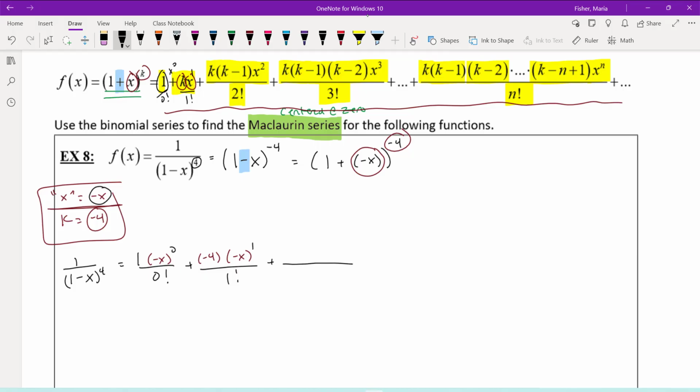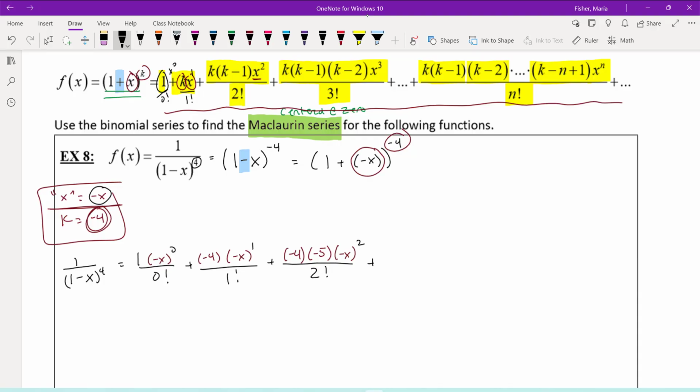Plus the next one is k times k minus 1. So k again is negative 4. Negative 4 minus 1 is negative 5. And then it's x, which is negative x. I square it and I put it over 2 factorial.